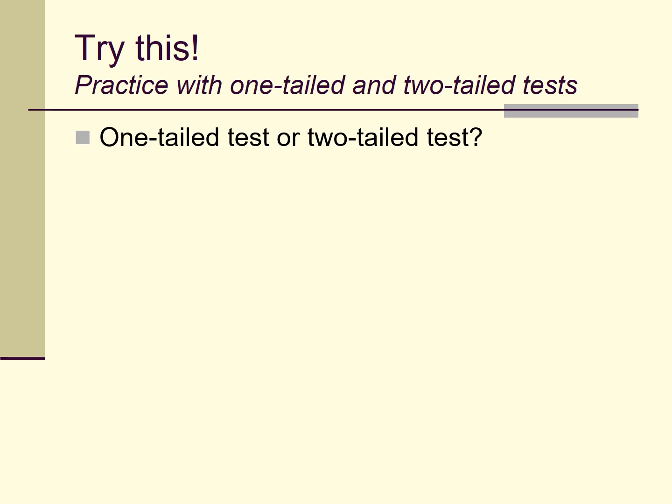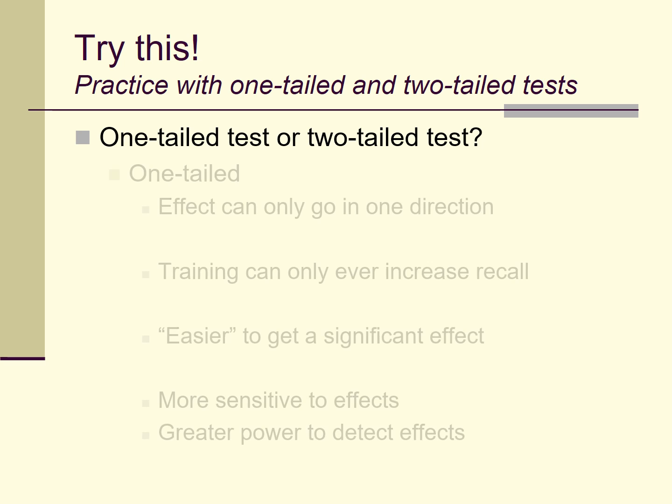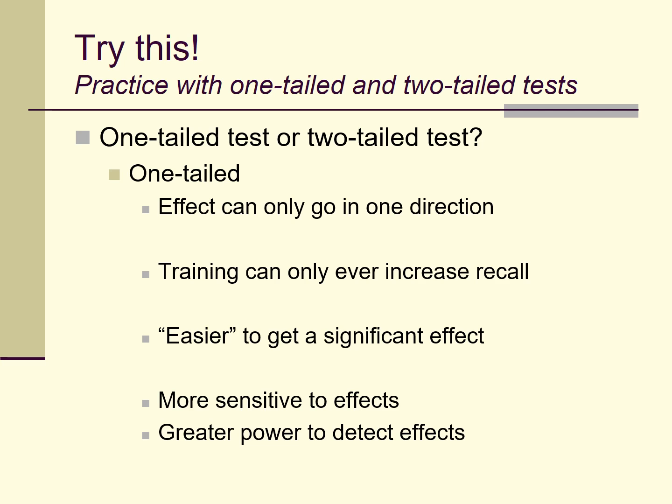So here's the question: is this a situation where we can do a one-tailed test, or is this a situation where we can do a two-tailed test? Well, you could probably go either way on it, but I would argue that you can justify doing a one-tailed test. The effect can only go in one direction.